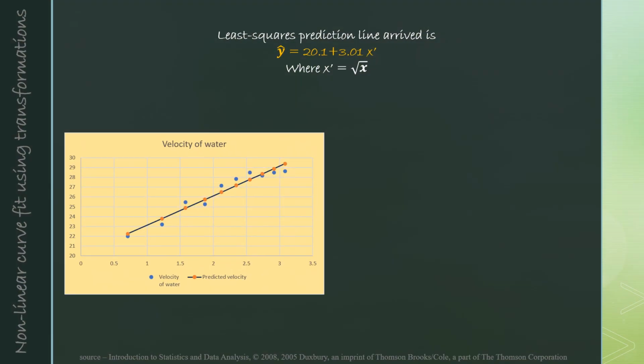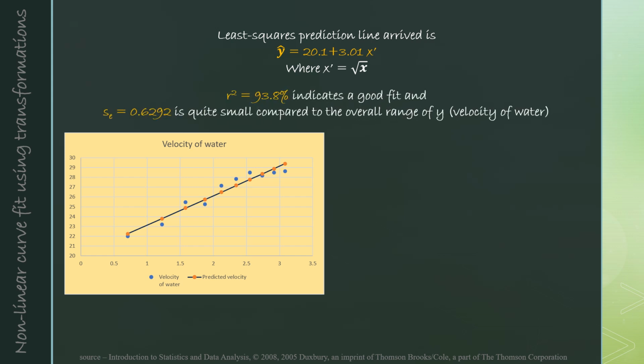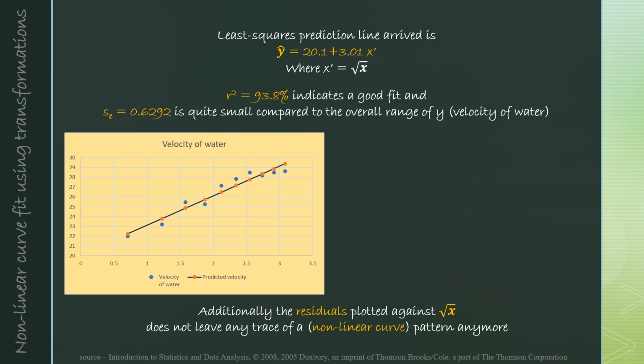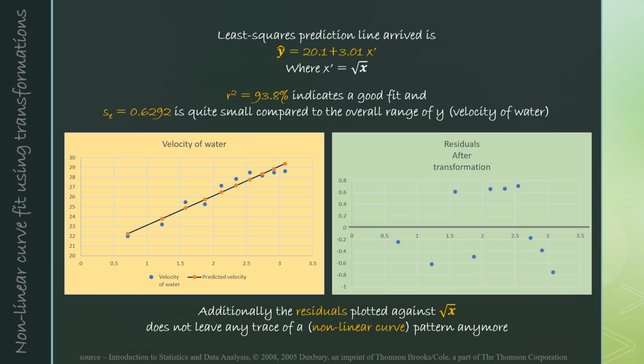The least squares prediction line, or the regression line, is arrived at between y and square root of x, wherein y hat equals 20.1 plus 3.01 multiplied by x prime, where x prime equals square root of x. R square in this case equals 93.8%, which indicates a good fit, and SE equals 0.6292 is quite small compared to the overall range of y, that is velocity of the water. Additionally, the residuals plotted against square root of x do not leave any trace of a nonlinear curve pattern anymore.